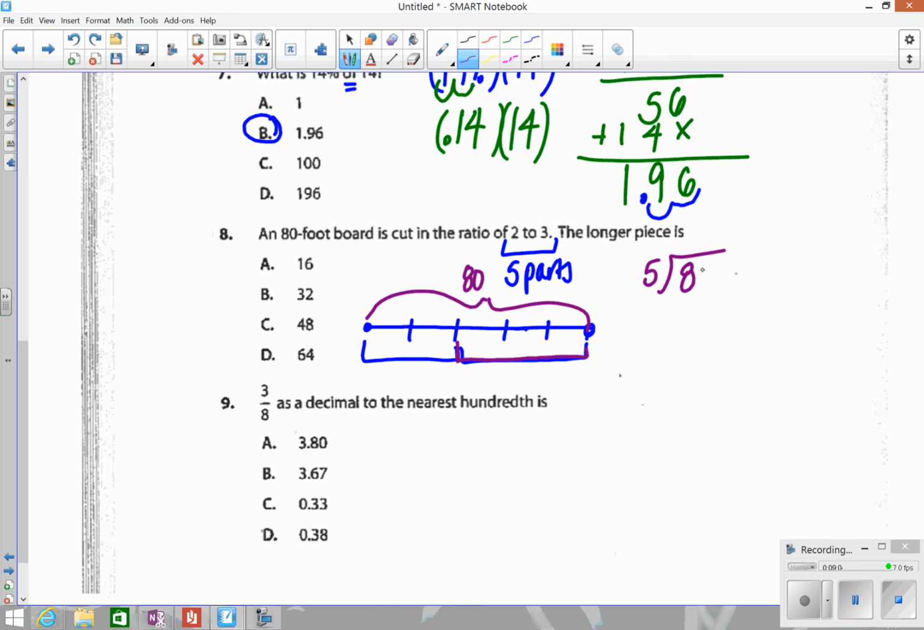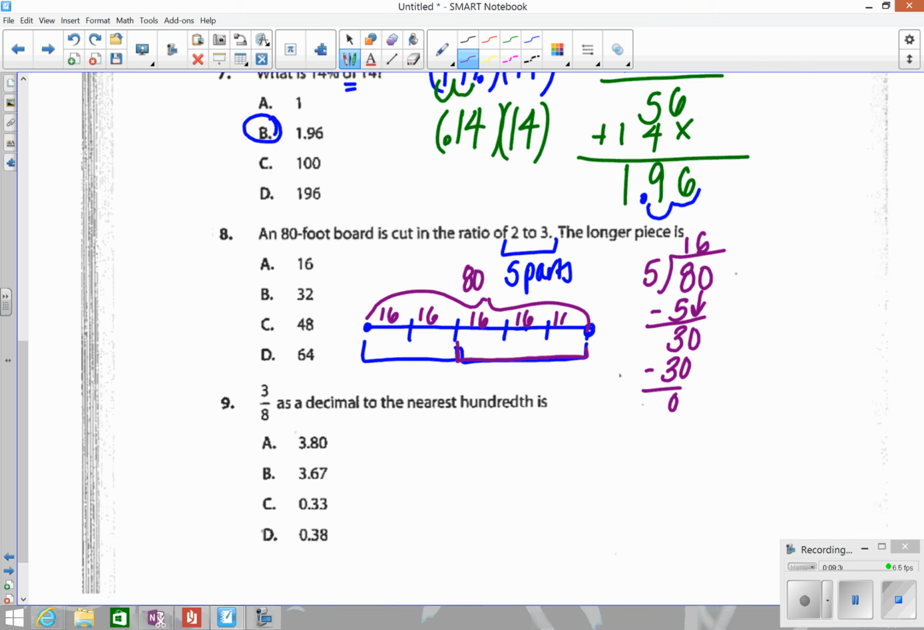So I'm going to do that. 80 divided by 5, 5 goes into 8 one time. 5 times 1 is 5, so we carry that down, so we get 3. Bring the 0 down. So 5 goes into 30 six times. 6 times 5 is 30, so I don't have a remainder. So that means each one of these is 16.